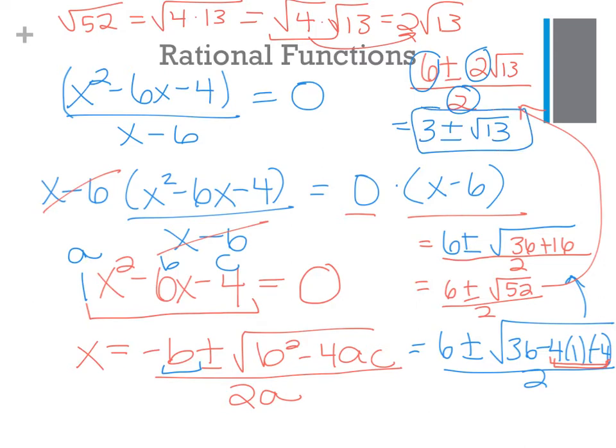So my solutions to this rational equation are x equals 3 plus square root of 13 and 3 minus the square root of 13. So I'm going to write out my answers as 3 plus square root of 13 and 3 minus the square root of 13.